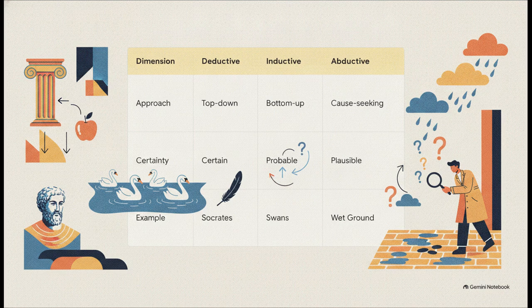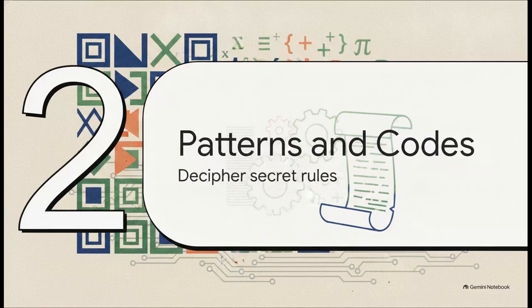And then we have abductive reasoning. Think of this as your inner detective. It's cause-seeking. You observe that, hey, the ground is wet, and you form the most plausible hypothesis: it likely rained last night. It's not guaranteed, it's not a broad rule, but it is for sure the best explanation for an incomplete observation. Moving right along to Section 2, cracking patterns and codes.